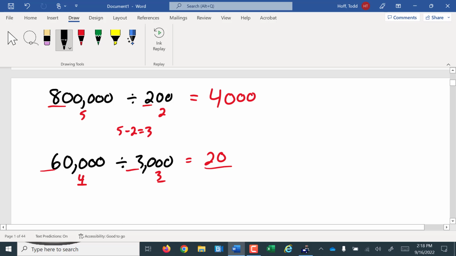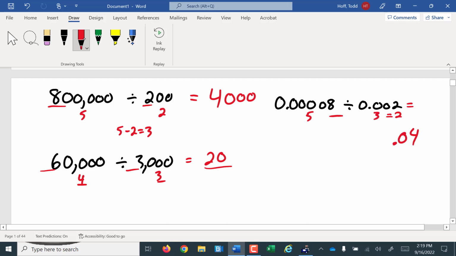Same is going to be true then of our decimal places. This has 5 decimal places. This has 3 decimal places. 8 divided by 2 is still 4. Now we subtract the number of decimal places. 5 minus 3 is 2, so that'll be just 0.04.